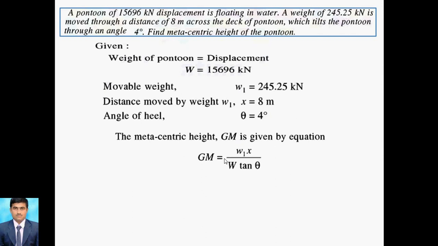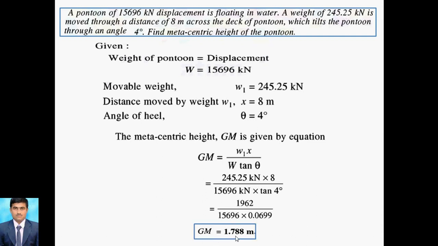Now we write down the formula, that is GM is equal to W1 x divided by W tan theta. This approach we can solve by the experimental method, because all the things are given in an experimental way. We know that W1 is 245.25 kilonewton, x is 8 meter, and capital W is 15,696. Instead of theta we put 4 degree, and after putting these values we get GM equal to 1.788 meter. So this is the solution to the problem.